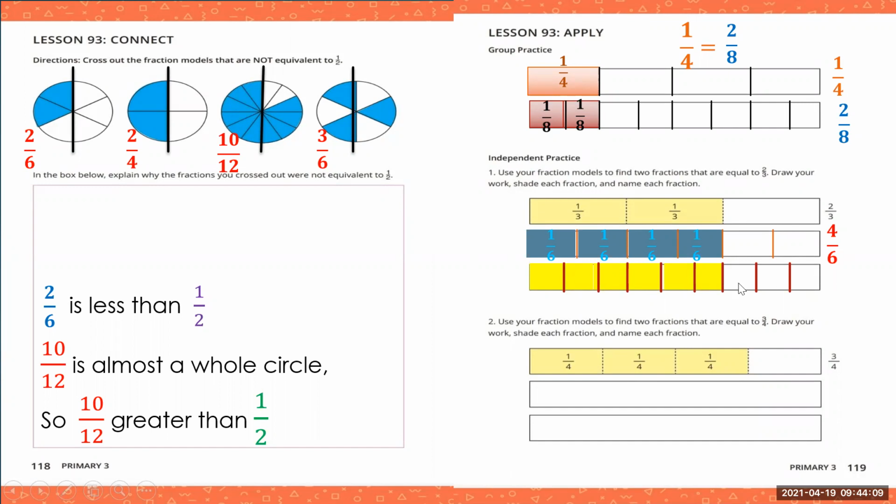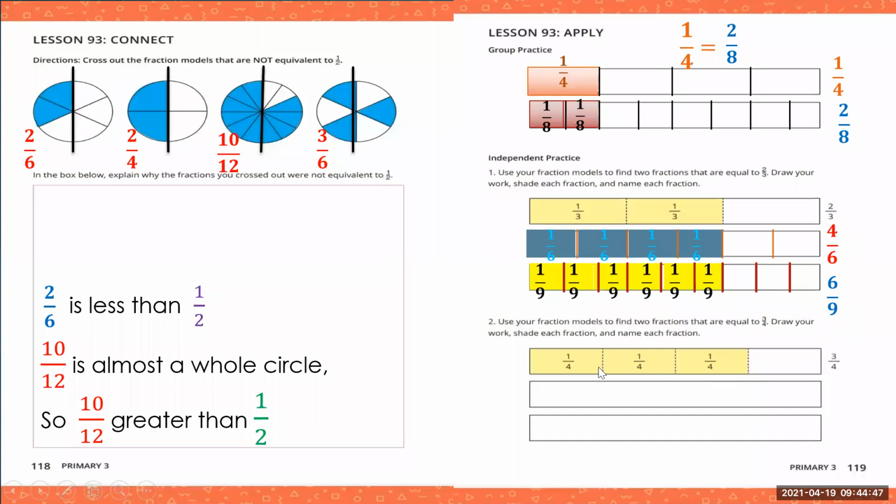6 over what here? Focus with me, Mahmoud, and you can watch the recorded session again. How many colored parts here? 6 over what? 9th. 6 over 9. So 2 over 3 equals 4 over 6 equals 6 over 9. All of them are equivalent fractions.